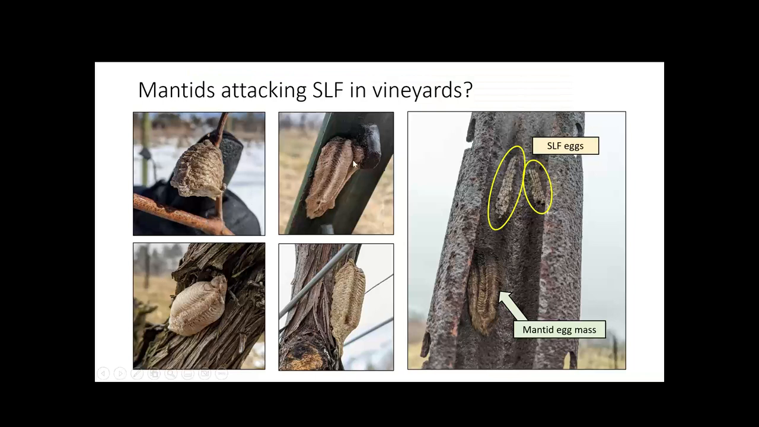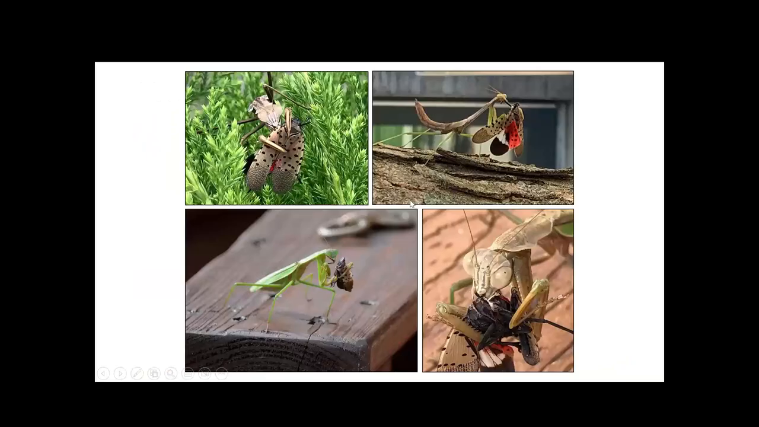The point I wanted to make is that the appearance is pretty distinct. It has this sort of ridge along the middle for this species. I think this is the Chinese mantid species, which has a more rounder, bulbous egg mass. So if you see these, leave them alone. Let them hatch, let them fight, kill other insects. But you can scrape your lanternfly egg masses or crush them.